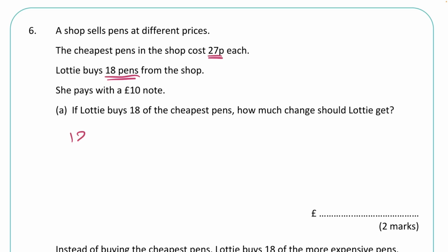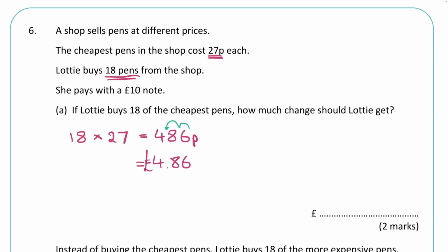So straight away we can do 18 multiplied by 27, of course writing our working out down, but typing that into the calculator, and it gives us 486 pence. Of course there are 100 pence in £1, so if we divide this by 100, we can turn this straight into pounds, which is £4 and 86 pence, and maybe including the pound symbol with that.